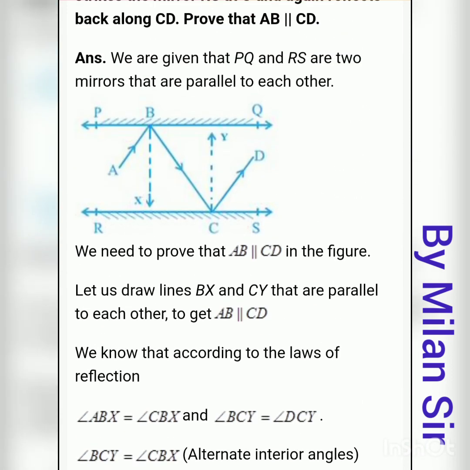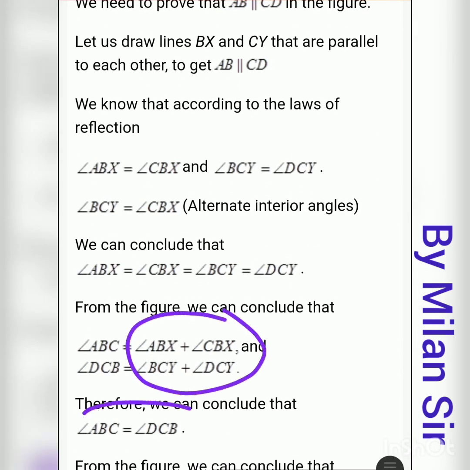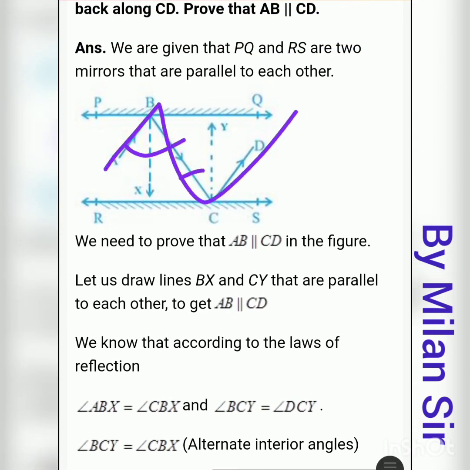After that we need to write this full angle ABC. It is the addition of these two angles, and we need to write this BCD. It is the addition of these two small angles, but all four parts are the same, so these two angles are the same. If these two angles are the same, then these two lines are parallel.